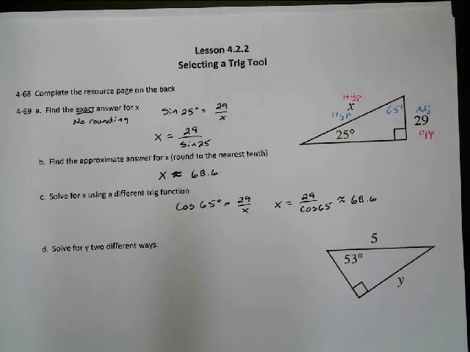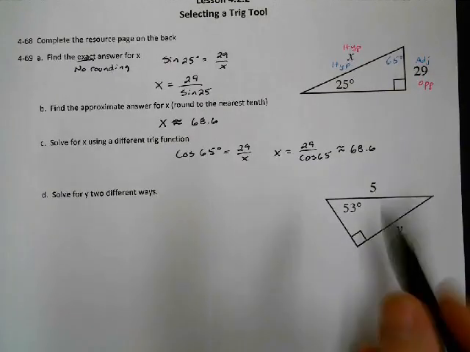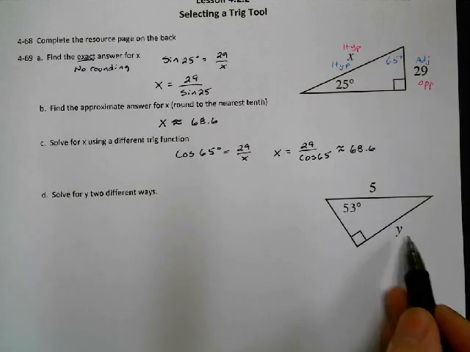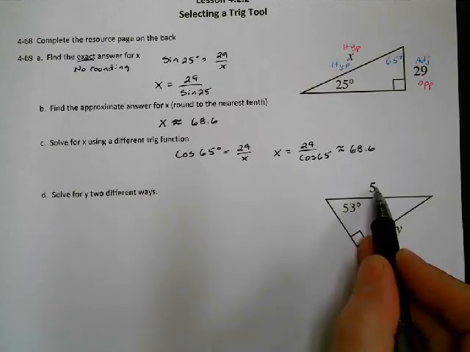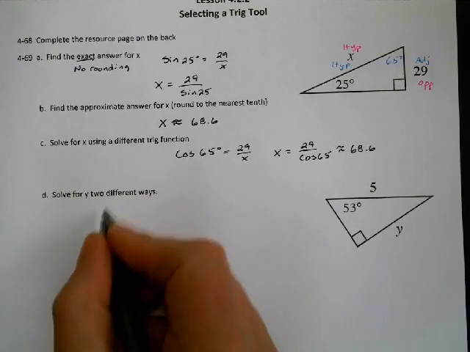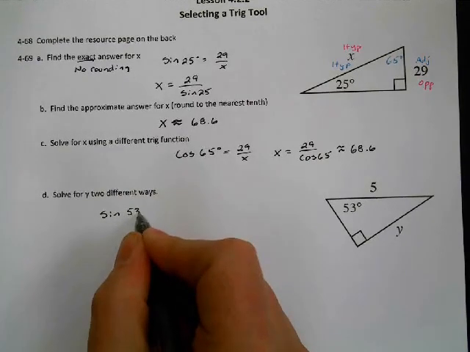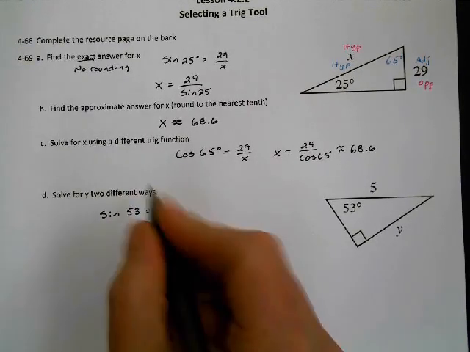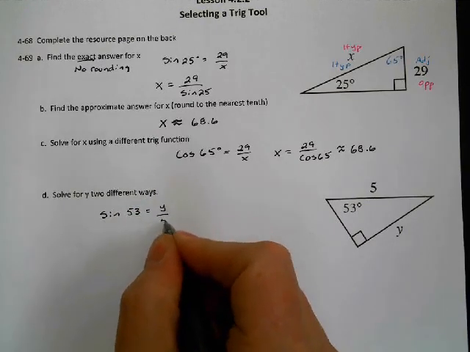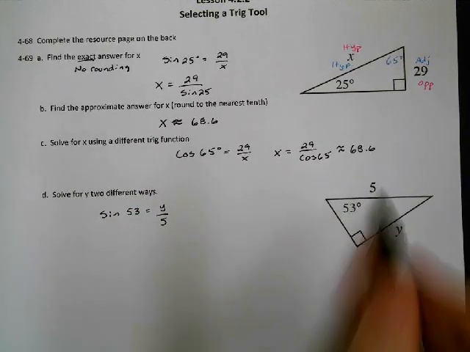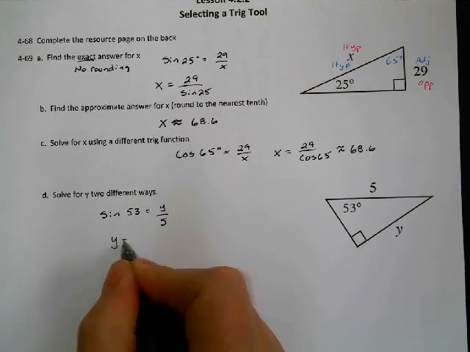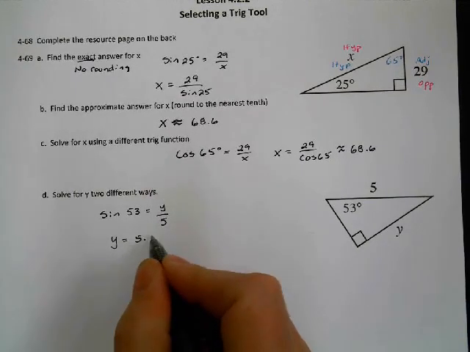Okay, last one. So I can use opposite and hypotenuse. Opposite and hypotenuse is sine, so we can do sine of 53 is equal to y over 5, opposite over hypotenuse. So y would be 5 times the sine of 53.